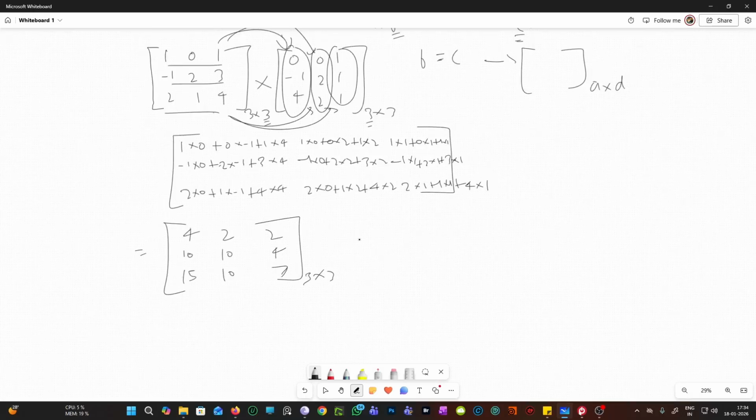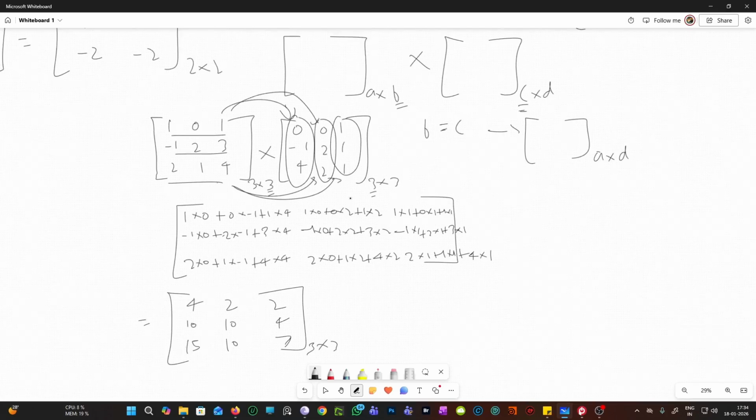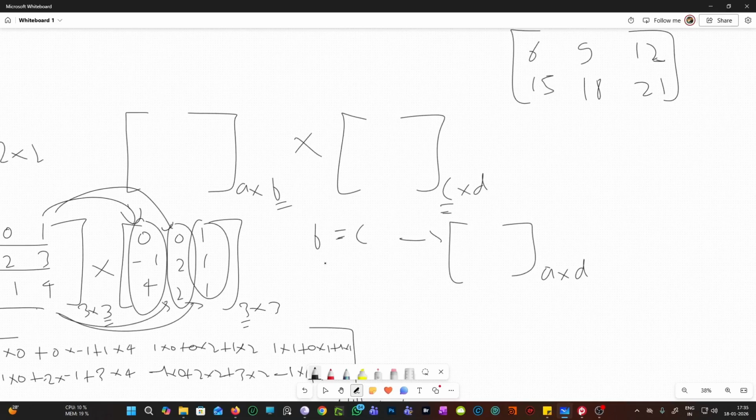So that's how we do the matrix multiplication. Just remember one thing: the number of columns in the first matrix must be the same as the number of rows in the second matrix, and the final output that we get will have order of A cross D, like this here.